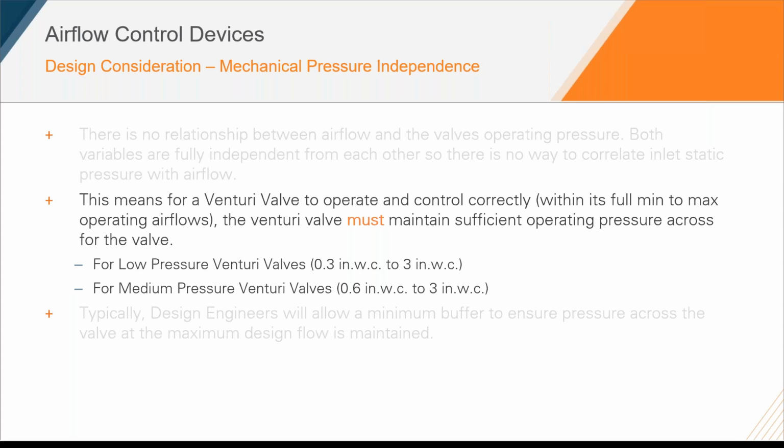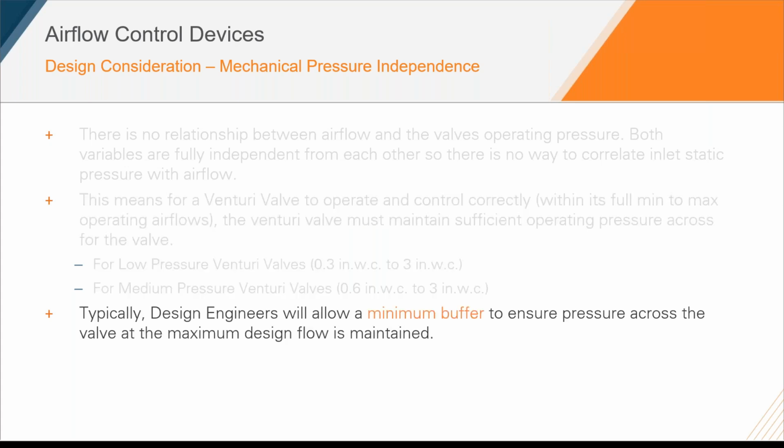And then for a medium pressure venturi valve, we're going to require at least 0.6 to 3 inches. So typically as a design engineer, what you're going to want to allow for is a little bit of a buffer to ensure that the pressure is within the applicable specified range while the valve is operating at the maximum design flow. So again, what we might want to do for a low pressure venturi valve at our maximum scheduled or designed flow rate, we're going to want to assume that the valve is going to require at least 0.6 to 0.7 inches of pressure, for example, to give us a bit of a buffer.